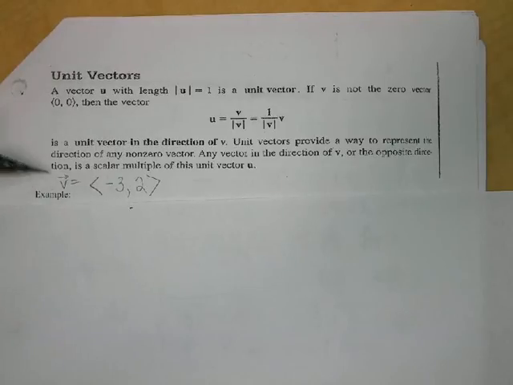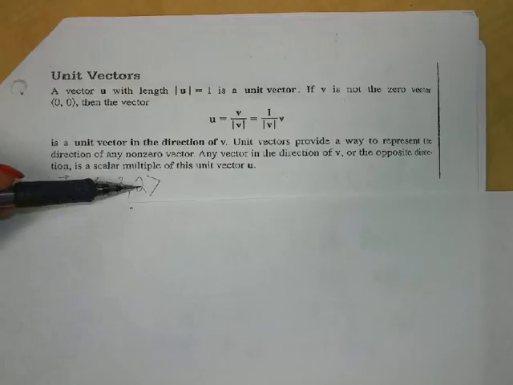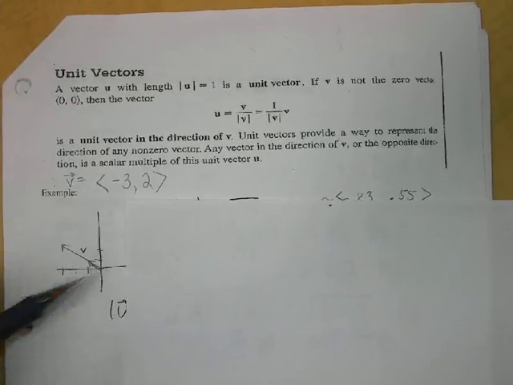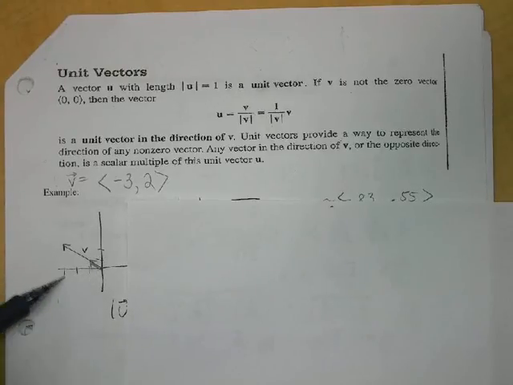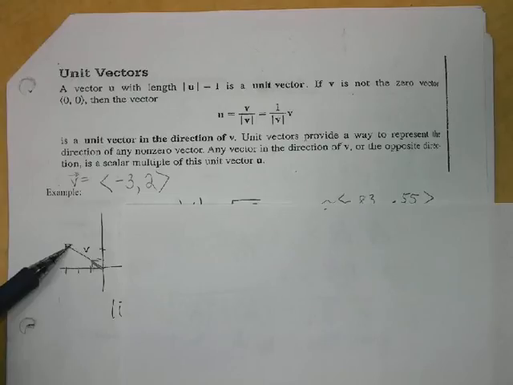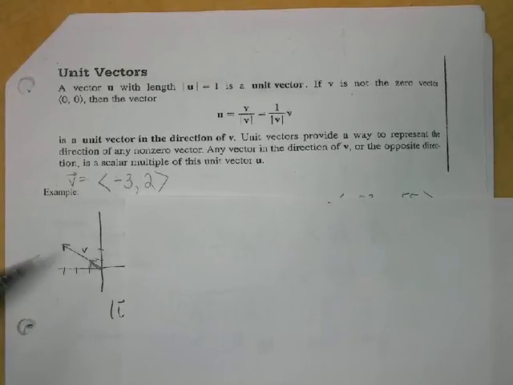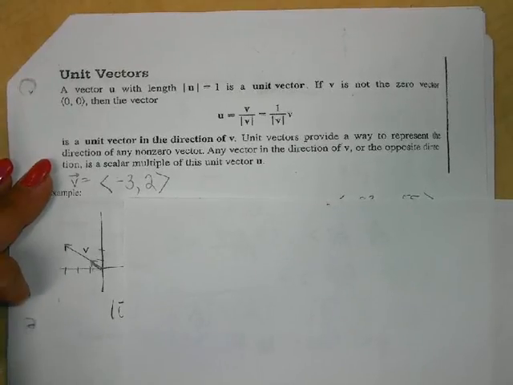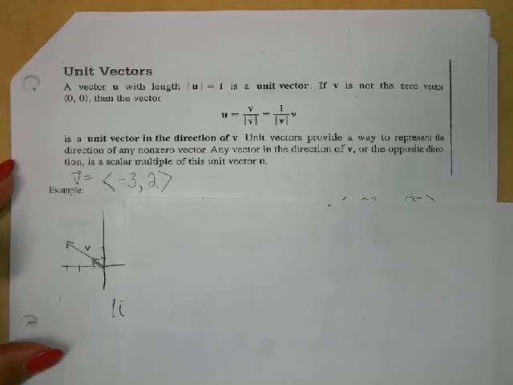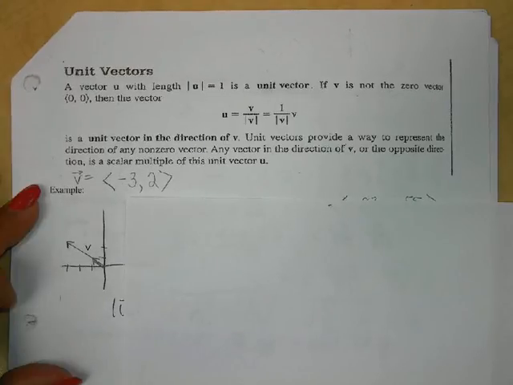Let's say I give you a vector in component or rectangular form, -3, 2. So I can graph that vector. Here's my vector v, left 3, up 2. And vector v is definitely longer than 1 unit long, so it's not a unit vector. So if I want to make a unit vector that points in the same direction as v, however is only 1 unit long, we need to learn how to do that process.